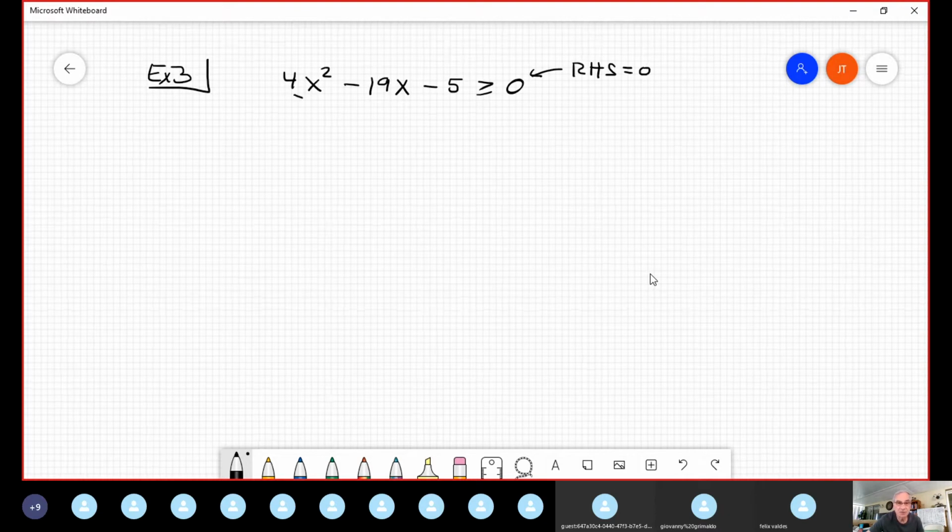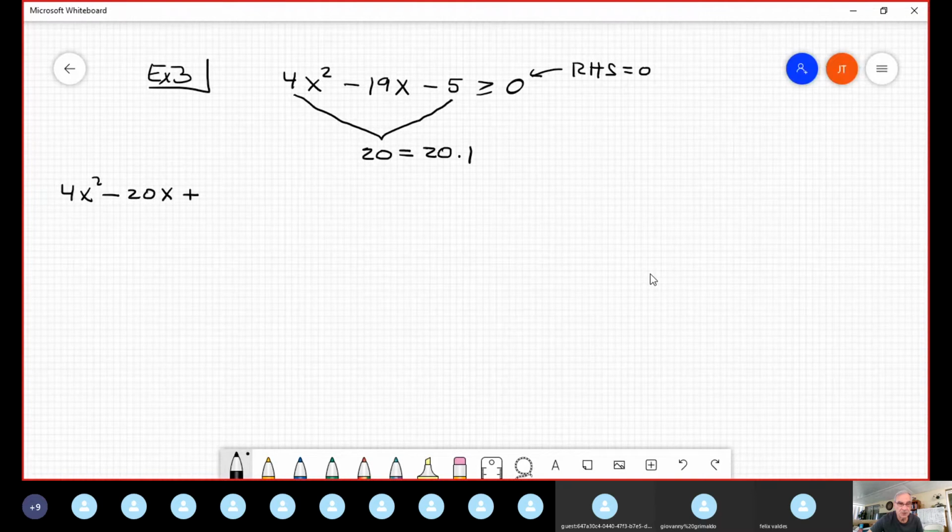Now factor this trinomial. Remember my way to do the factorization: you multiply that number and that number. I don't care about the sign, the sign is not important. It's 20. I need to find two numbers that multiply to give me 20, and when you add or subtract, give me 19. It's 20 and 1, because 20 times 1 is 20, and 20 minus 1 is 19. So I copy 4x squared minus 20x plus 1x minus 5. I copy the trinomial one more time.